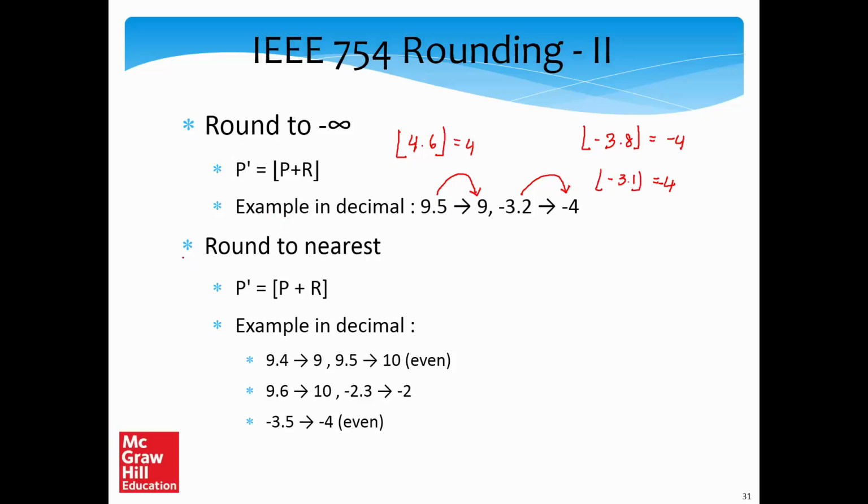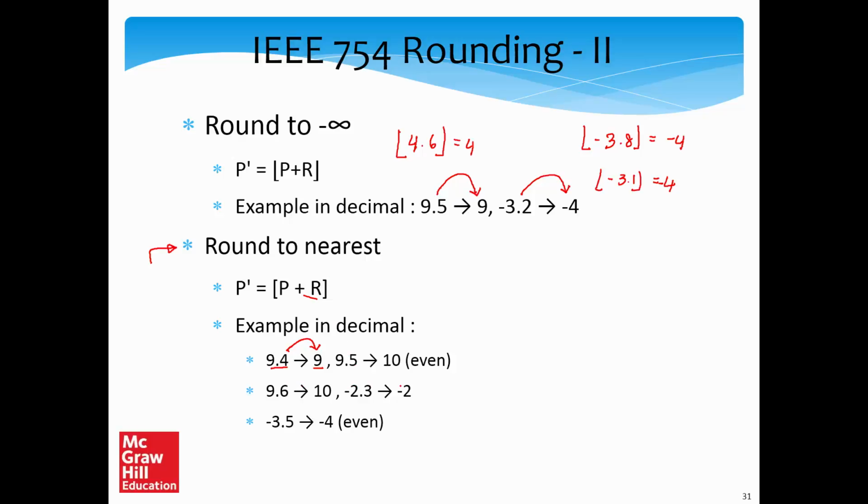Now we will discuss a slightly more sophisticated mechanism, which is also more popular. In this case, we set P dash equal to some function of P plus R. It's called the box function, but we'll discuss this function in detail. What we'll do is round it to the nearest integer. So 9.4 will become 9, and 9.6 will become 10. 9.4, the nearer one is 9, and 9.6 will become 10.